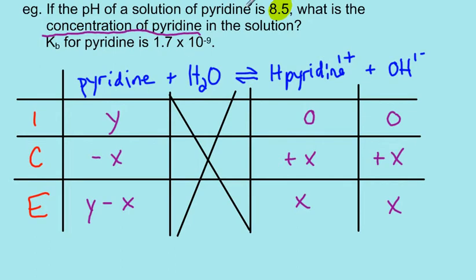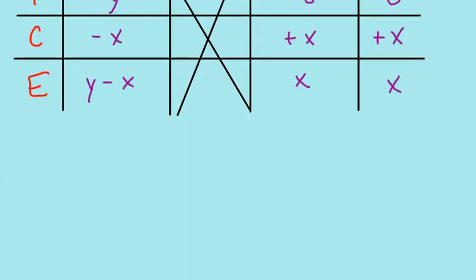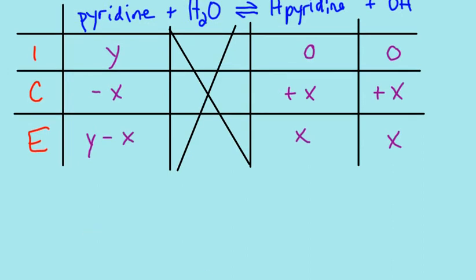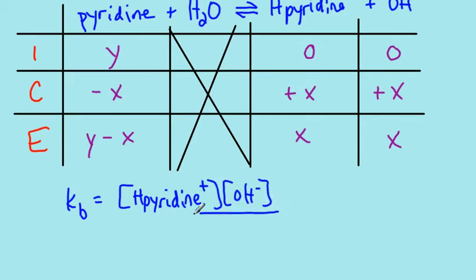We can find out what x is in this problem since we know the pH, and if we know pH, we know the concentration of hydroxide. But before I do that, let's just write out our Kb expression so we've got that ready to go. So for this reaction, Kb is the concentration of the conjugate acid of pyridine times the concentration of hydroxide divided by the concentration of pyridine.